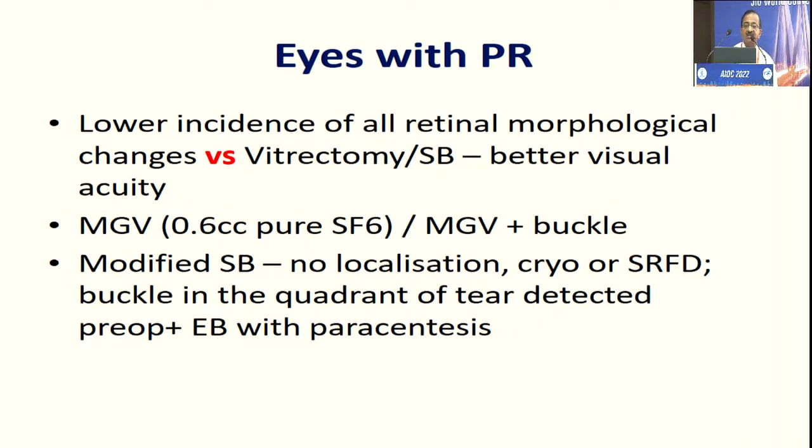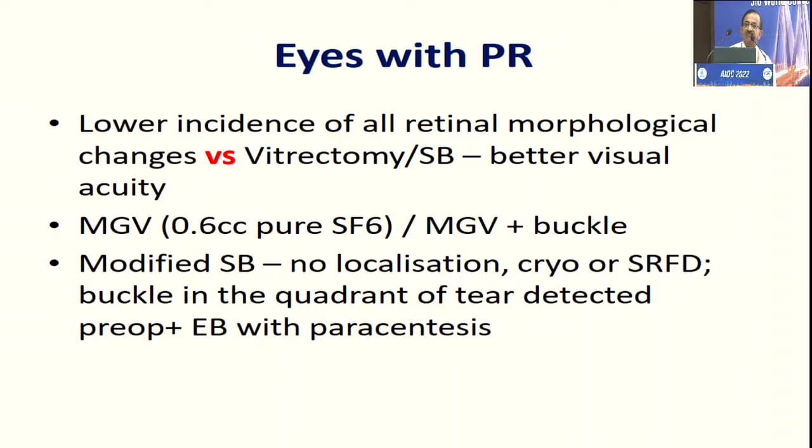So eyes with pneumatic retinopexy have a lower incidence of retinal morphological changes as compared to vitrectomy or a scleral buckle. And now there is talk of minimal gas vitrectomy, where no fluid endodrainage is done at all. Vitrectomy is done, and if there's an associated inferior break, a buckle is put, and it is a pneumatic retinopexy at the end of the procedure, with partial filling with gas, and that is thought to result in better visual outcomes. Even modified scleral buckling techniques have been advocated now, where no localization, cryo or SRF drainage is done.